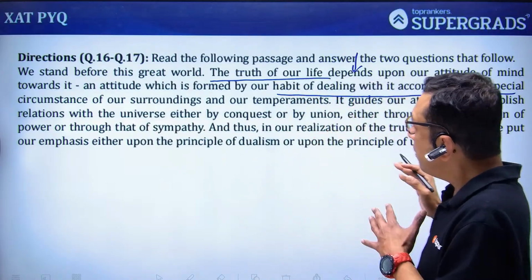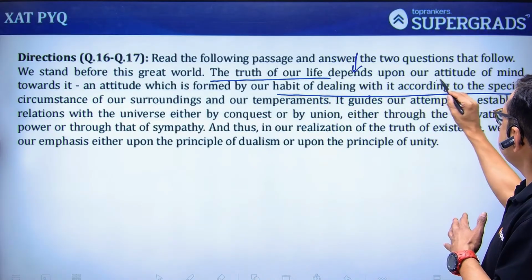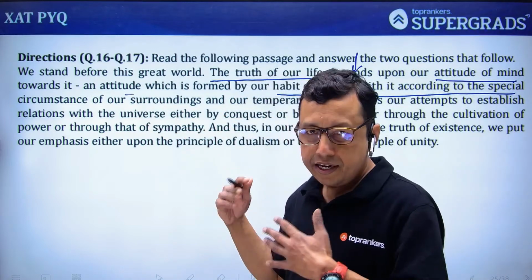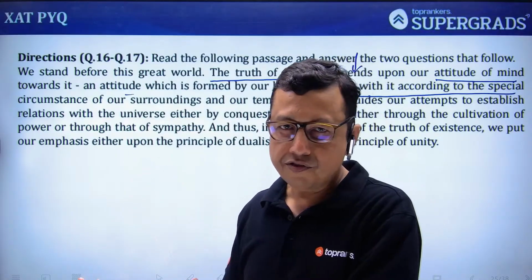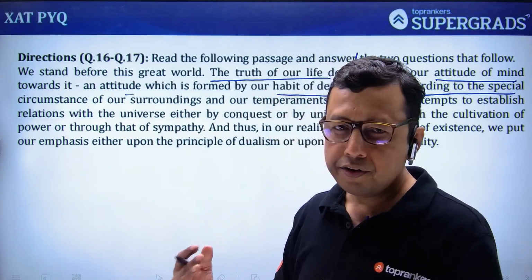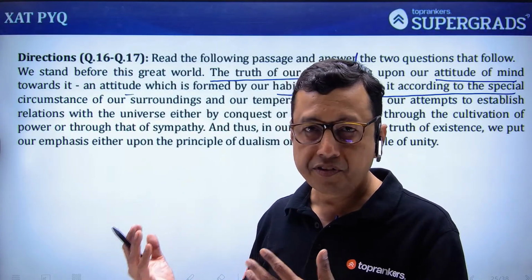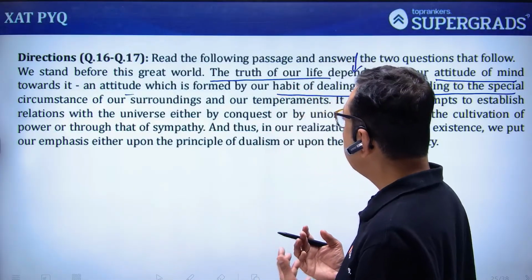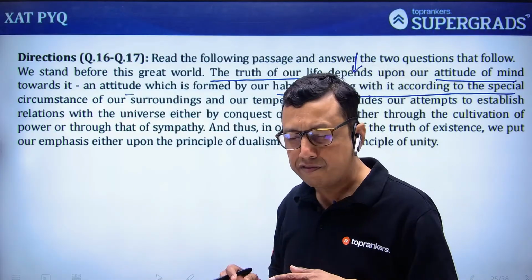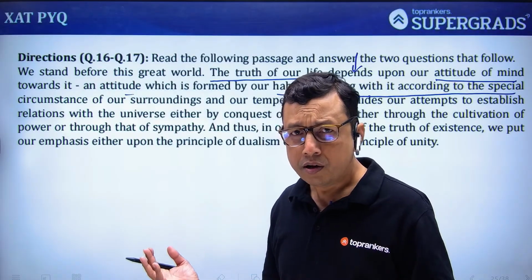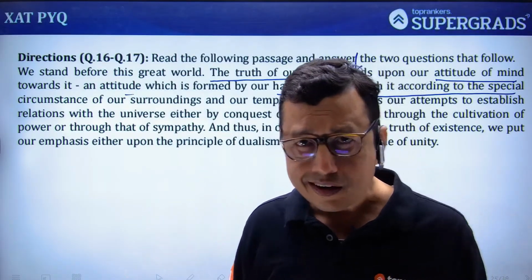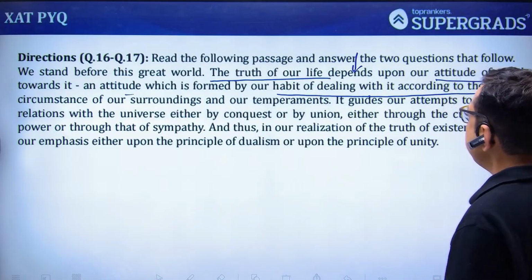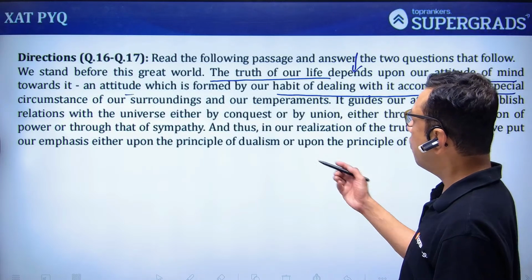So basically, what it is saying is that it depends upon the attitude of mind towards it, and attitude also, in a way, is determined by the circumstances. So this is the idea. The attitude of mind is determined by circumstances, and the attitude of mind basically is the truth of life. The truth of life depends upon that attitude. What I think, how I think, that is my truth of life, right? That's the point.